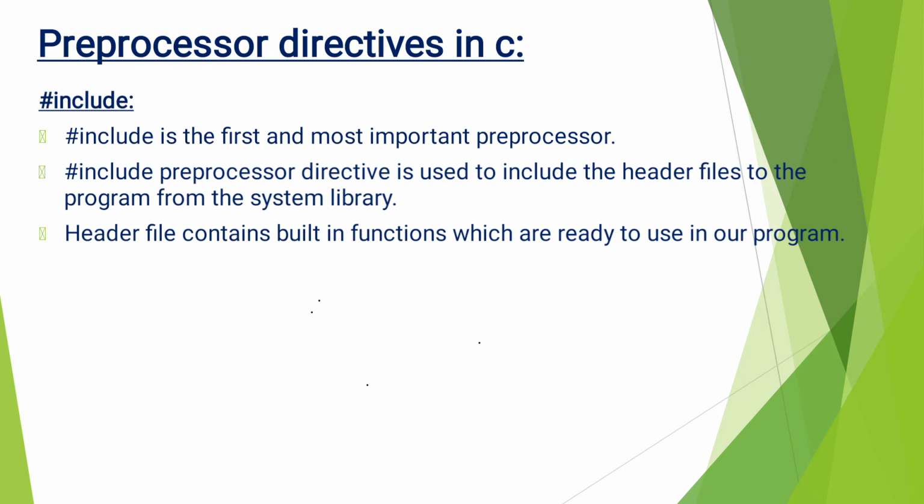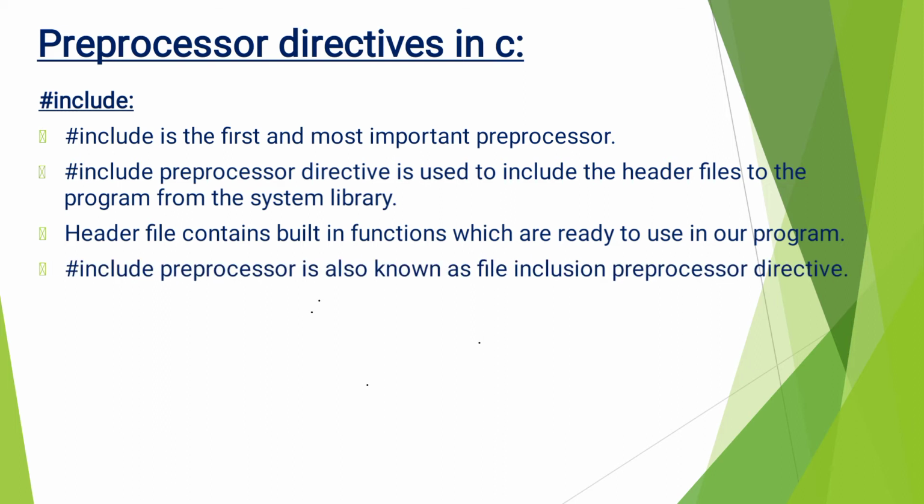Header file contains built-in functions which are ready to use in our program. Already we discussed header files and their functions in the previous video. The #include preprocessor is also known as the file inclusion preprocessor directive because it is used to include the header files. That's why the #include preprocessor is also called the file inclusion preprocessor directive.